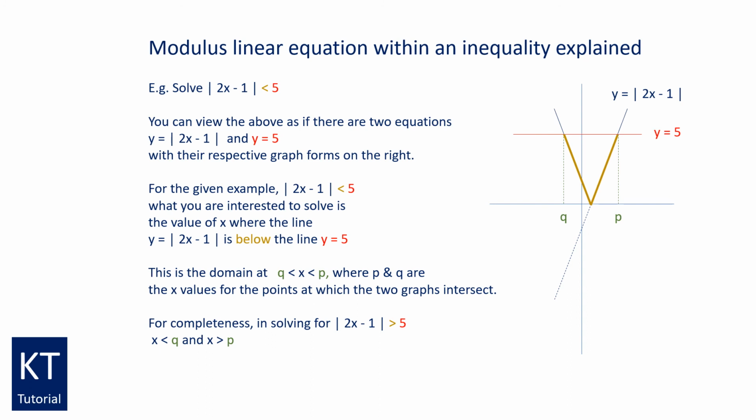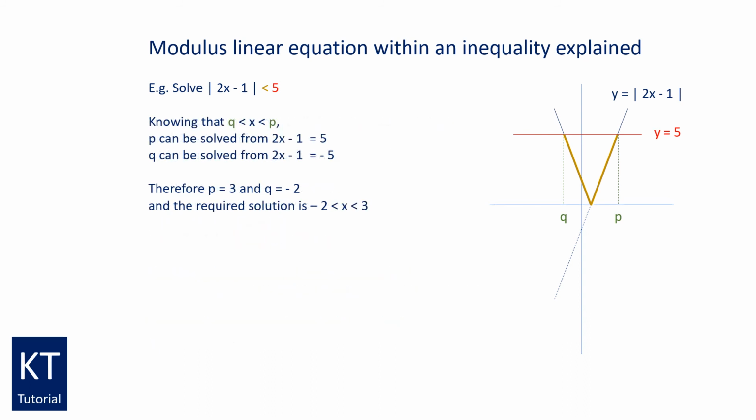To cover, when we are asked to solve for the modulus of 2x minus 1 being larger than 5, this would result in x being less than q and x larger than p. Now, to get to the values of p and q, p can be solved from 2x minus 1 being equated to 5 and q with 2x minus 1 being equated to minus 5. In the case of the example, with p being 3 and q being minus 2, the required solution is when x is in between minus 2 and 3.